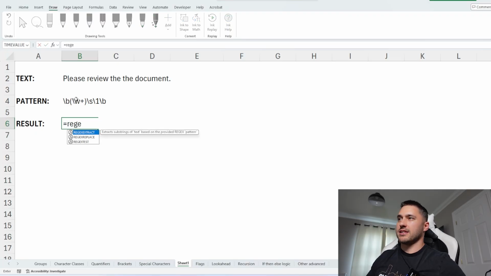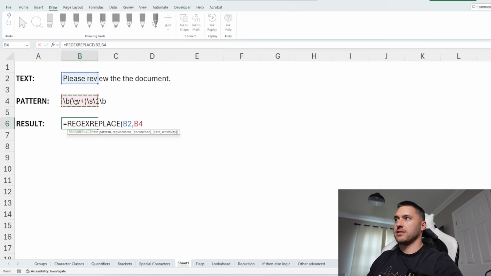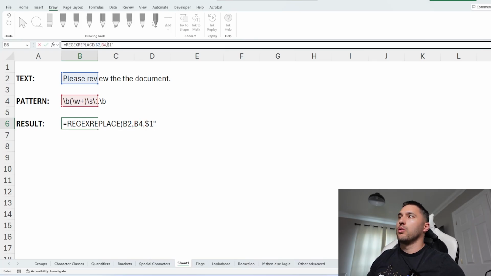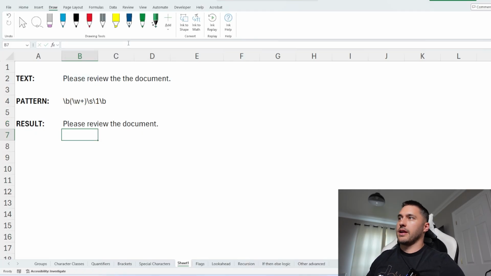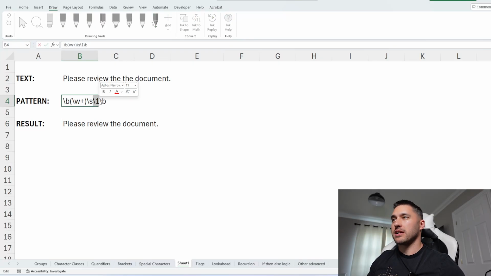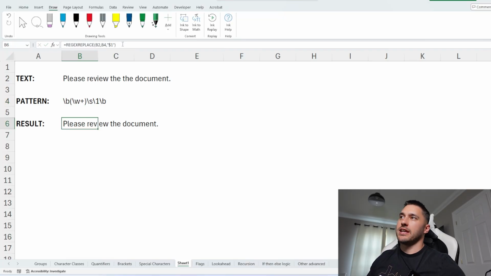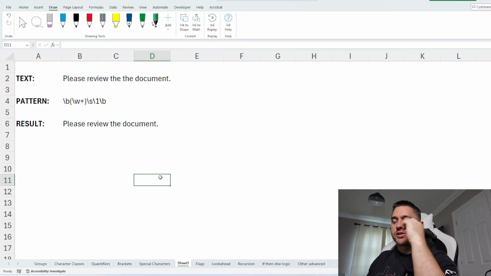Now let's correct this. Let's say REGEXREPLACE from this text. Here's our pattern. What do we want to replace it with? Well, it's $1, capture group 1. And there you go, we've fixed the text. So capture group 1 is the word the. We're looking for a pattern that has that capture group and itself again with this \1. And then we're replacing the full pattern with just the capture group. So hopefully that makes sense.